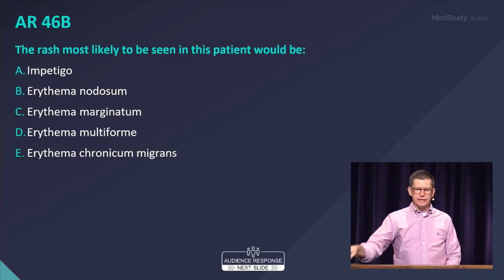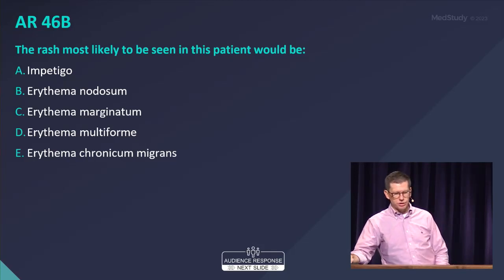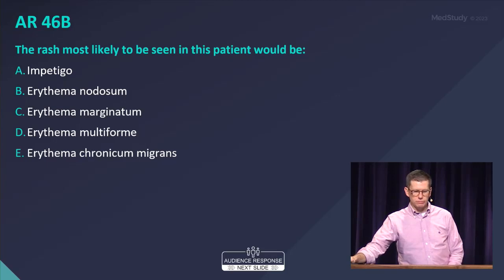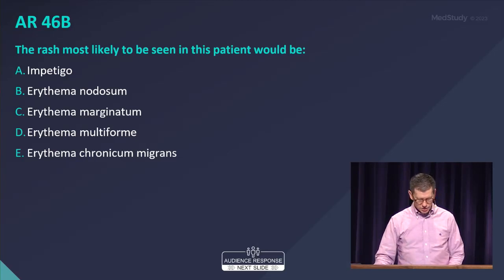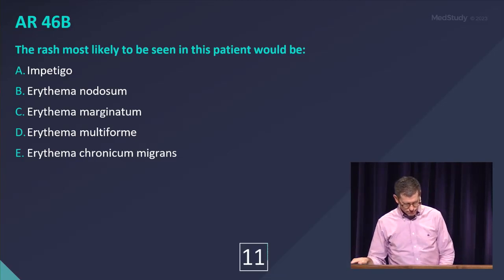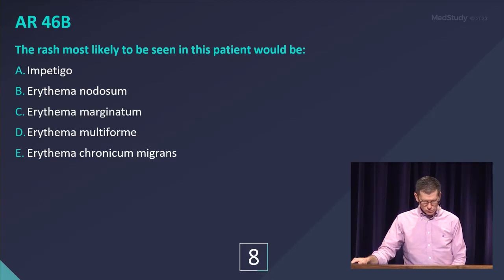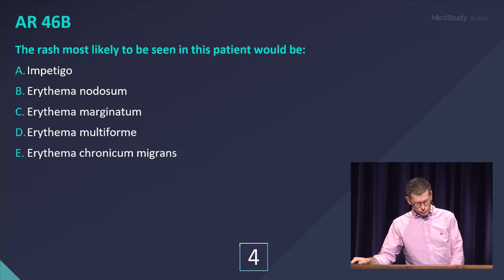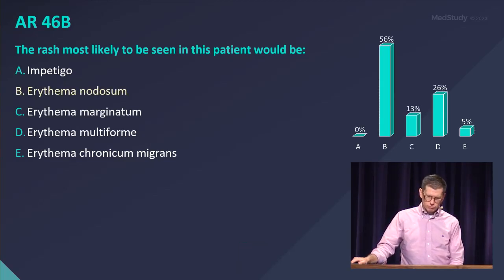So the rash most likely to be seen in this particular patient would be what? A, impetigo, B, erythema nodosum, C, erythema marginatum, D, erythema multiforme, or E, erythema chronicum migrans. All right, the answer is erythema nodosum, which most of you got.